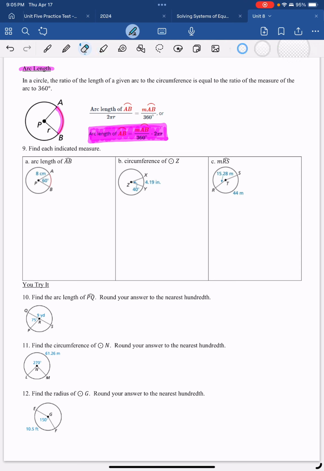That did not do a great job. Here, I'll put a box around it. So this is going to be the formula that we are going to be using to find an arc length.